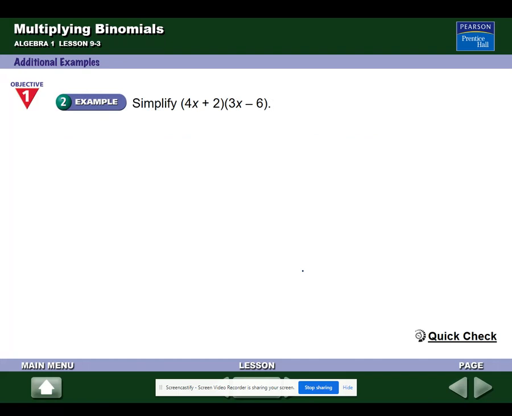Next example. We'll do that again real quick. Multiply here, you get 12x squared. Then multiply here, you get -24x. Then the O in FOIL would be +6x. Then the L in FOIL would be -12.